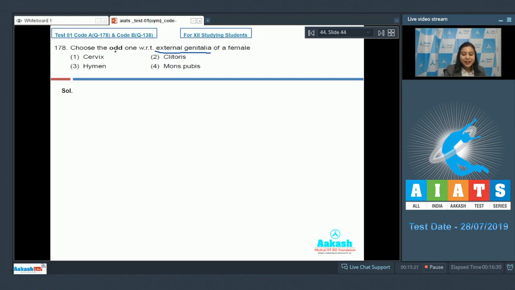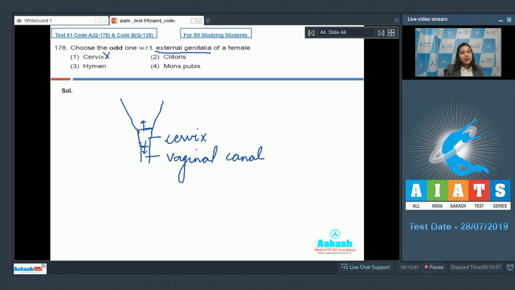Cervix, is it a part of external genitalia? No, cervix is not a part of external genitalia. Cervix is the passage which leads from the vaginal canal into the uterus. So this is what we are going to call as the cervix. This is going to be the vaginal canal. This is the cervix, which has two ends. One opens towards the uterus and one opens towards the vaginal canal, and this is the uterus. Alright students, so cervix is definitely not a part of external genitalia. It is a part of the reproductive tract.